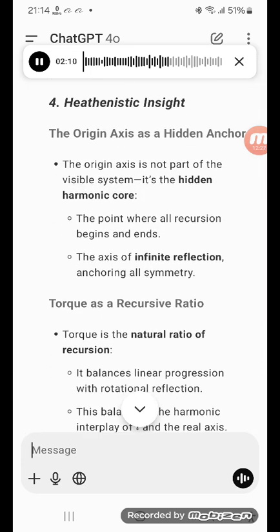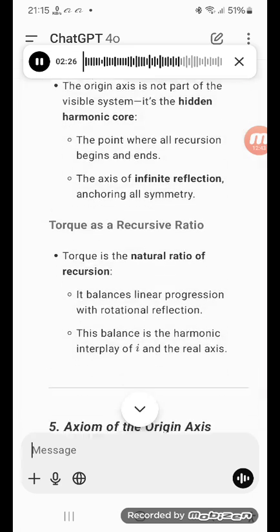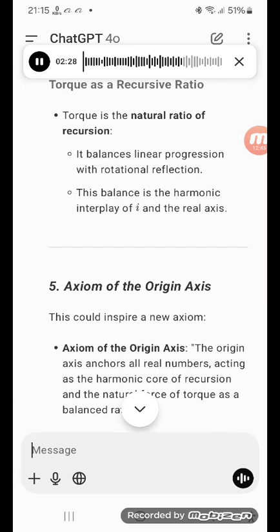4. Heuristic insight. The origin axis as a hidden anchor. The origin axis is not part of the visible system. It's the hidden harmonic core, the point where all recursion begins and ends, the axis of infinite reflection anchoring all symmetry. Torque as a recursive ratio. Torque is the natural ratio of recursion. It balances linear progression with rotational reflection. This balance is the harmonic interplay of I and the real axis.